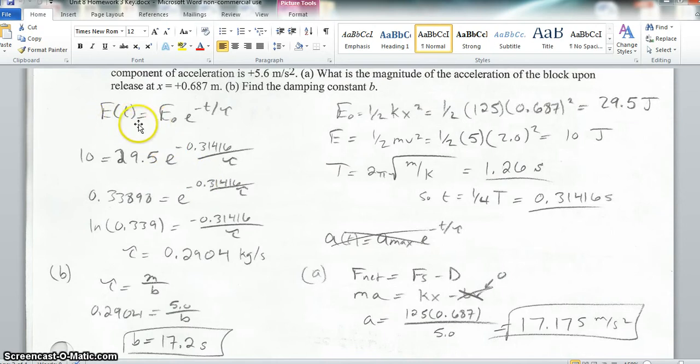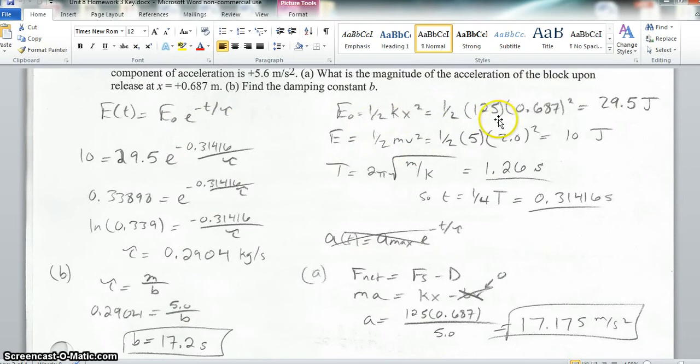I took advantage of our new equation that says the energy at a certain time would be equal to the initial energy times this decay factor, e to the negative t over tau. So if I'm taking that relationship, then I just need to figure out what some of these values are so that ultimately I can find tau, because tau is defined as mass over b, and then I can pretty easily solve for b. So all I had to do was find the energy at that specific time and find the initial energy, and that's what I did over here to the right.